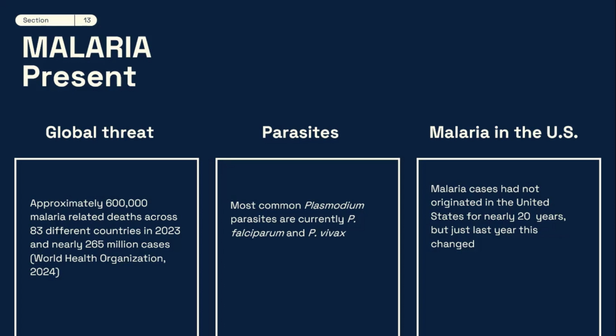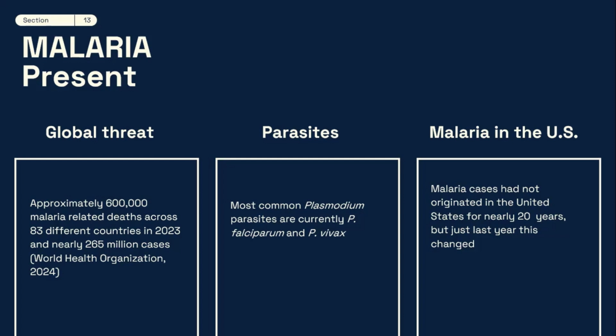Although there are many different Plasmodium parasites known to carry malaria and infect humans, P. falciparum and P. vivax are currently the two most common parasites. P. falciparum is predominantly found in the continent of Africa and is considered to be the most deadly. P. vivax is the most dominant malaria parasite in countries outside of Africa.